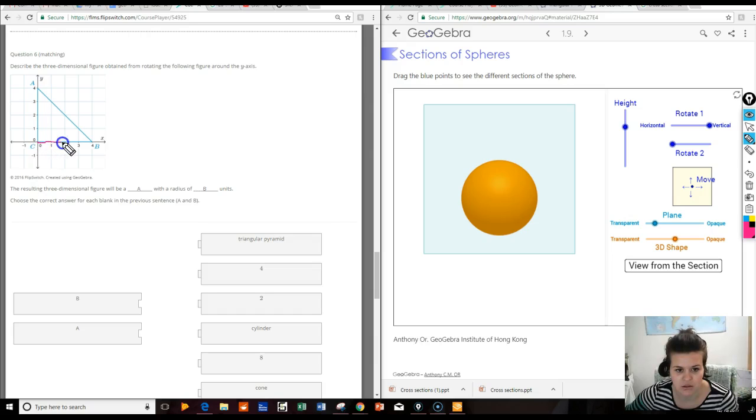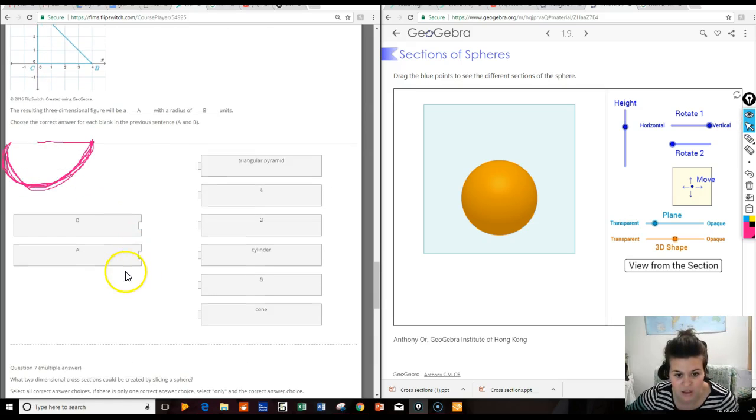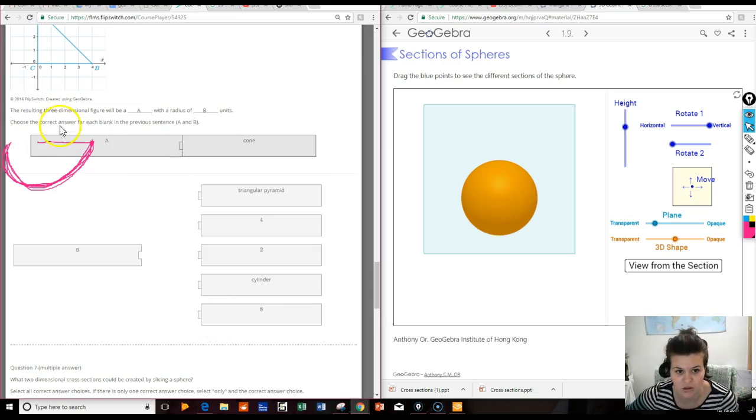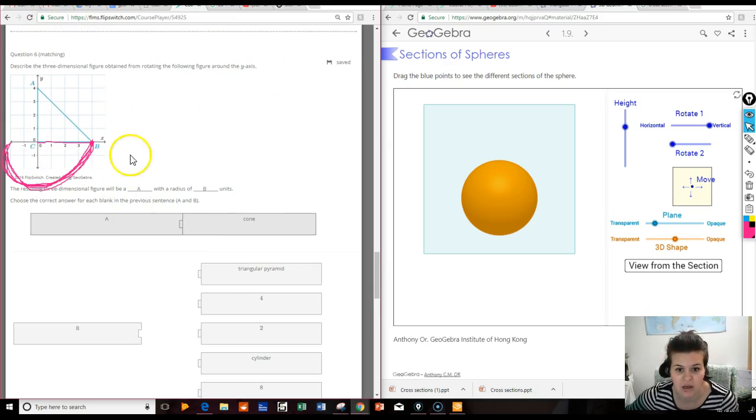So 1, 2, 3, 4 from the center point to the outside, and when you spin something, it's going to create a circular base. It's going to keep that radius length the same, so we're creating a circular base, and therefore it will be a cone since it's circular on the bottom and it comes to a point with a radius of 4 units.